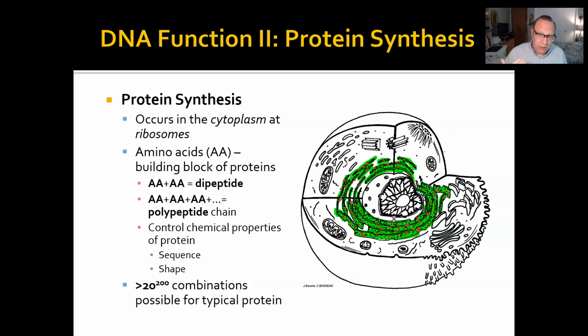There are over 20 to the 200th combinations of possible proteins for a typical protein. That's assuming we've got 20 different amino acids, and the average protein is somewhere around 200 amino acids long, though it can vary greatly, by factors of 10 or more. But as a rough estimate, it just gives you an indication. This is a big, big number.